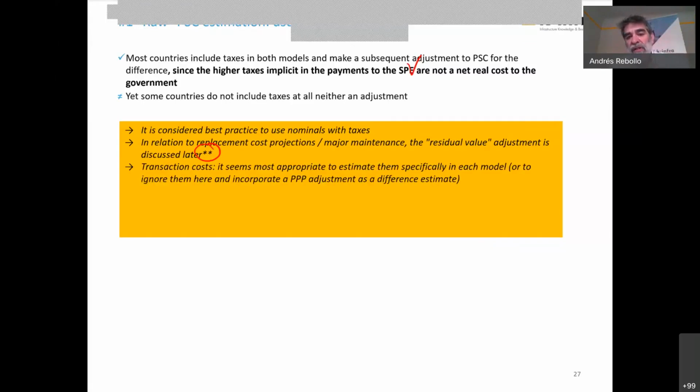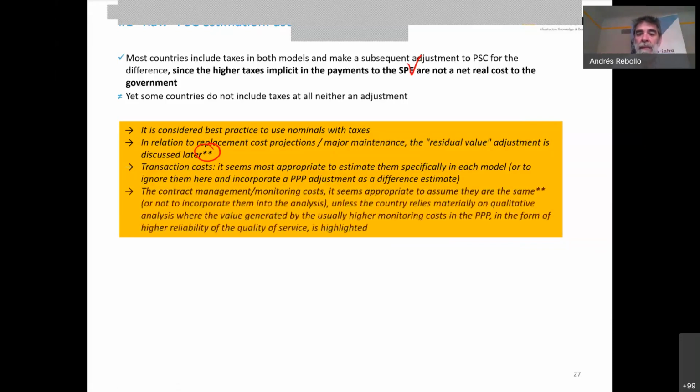We believe that it's most appropriate to estimate them specifically in each model, transaction costs. So this is consistent with the CP3P guide. But the contract management cost, the monitoring cost, I personally believe now that the most appropriate is to assume that they are the same. Okay, so I'm diverting from the CP3P guide now, or just do not incorporate it in the analysis, unless the country allows for a material consideration of qualitative analysis.